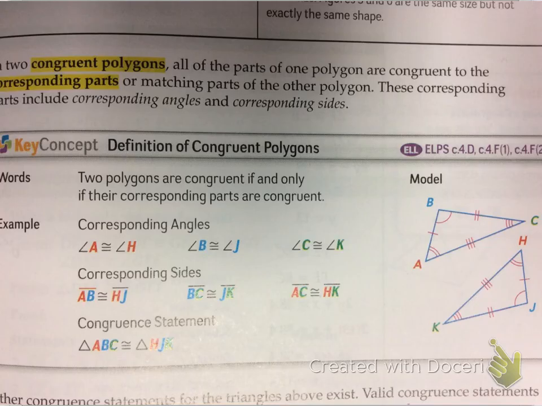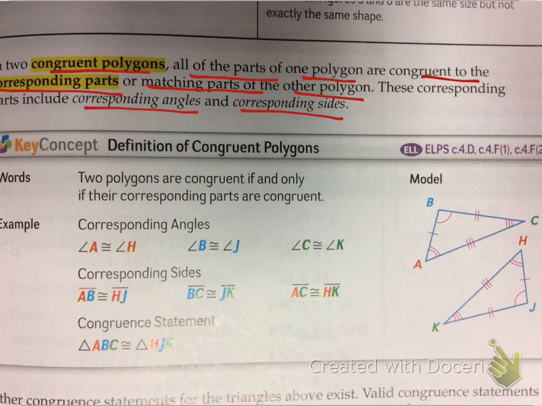Okay, so in two congruent polygons, all the parts of one polygon are congruent to the corresponding parts, which are the matching parts. Corresponding and matching mean the same thing here. These corresponding parts include corresponding angles and sides. By definition, two polygons are congruent if and only if their corresponding parts are congruent.